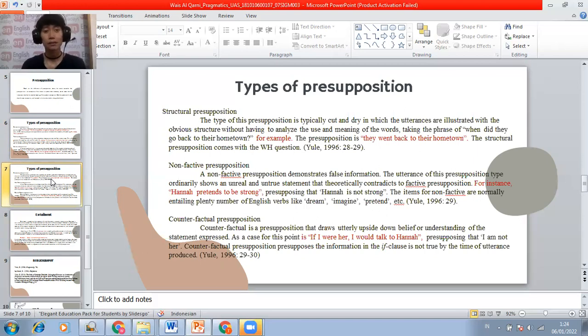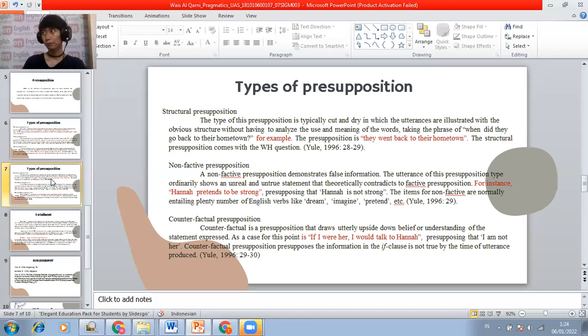So somebody's asking, right? They're cut and dry. When did they go back to their hometown? So the presupposition is they went back to their hometown, right? So the actual fact in the utterance to be analyzed here is they got back to their hometown. And then the structural presupposition comes with WH questions. So if somebody says, what did she do, that means the presupposition is she did something.